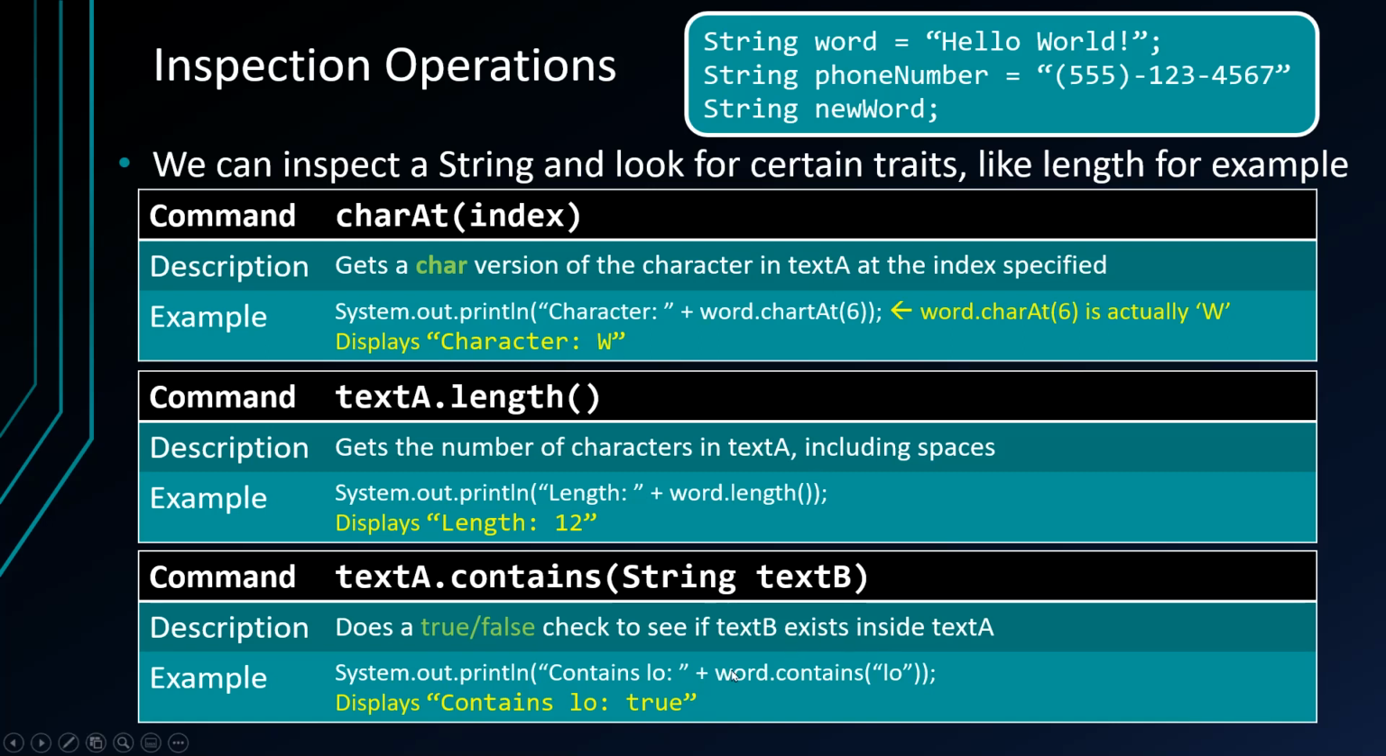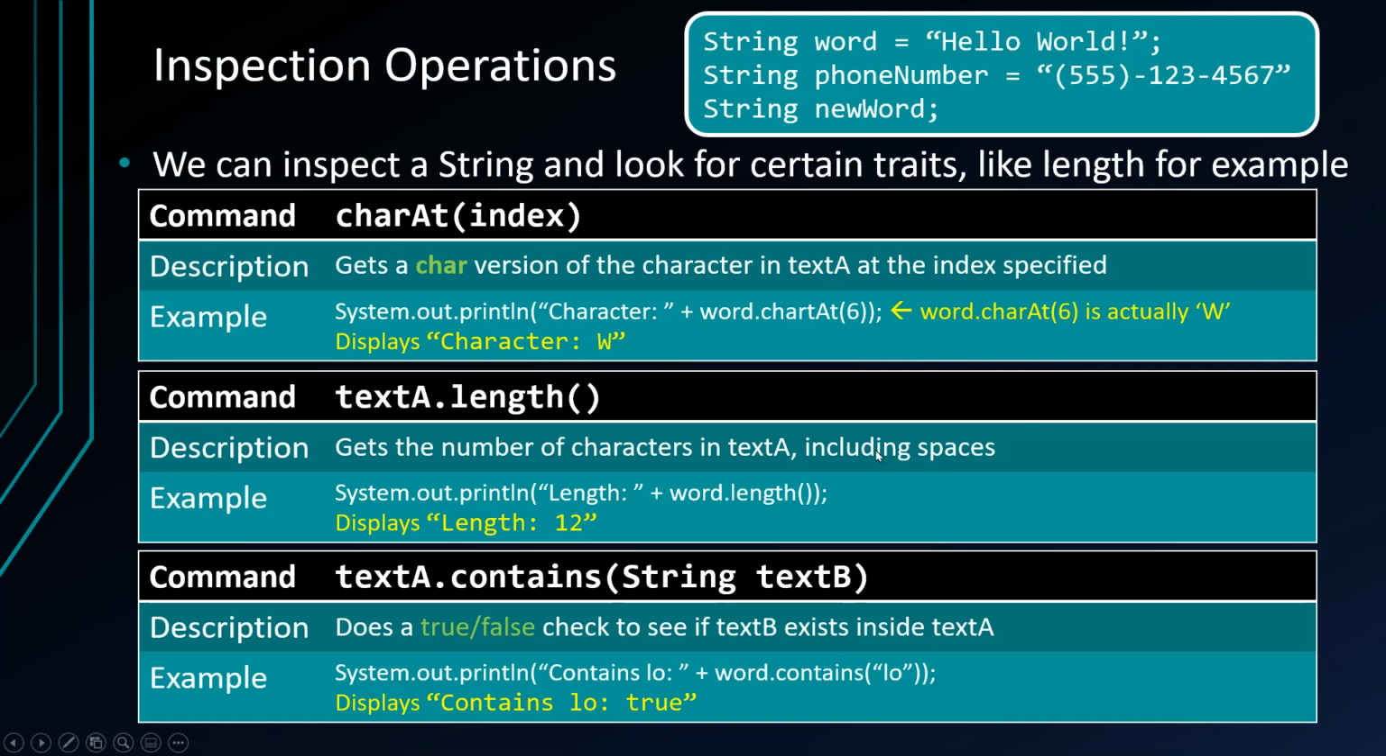So here we see it used, word.contains LO. That means it's going to look in the word variable up here for the text LO. If it finds it, it's going to give a true. If it doesn't find it, it's going to give a false. And it's going to start looking from left to right. So it's going to say, are you LO? Are you LO? Oh, there we are. Yep. Done. Return a true.